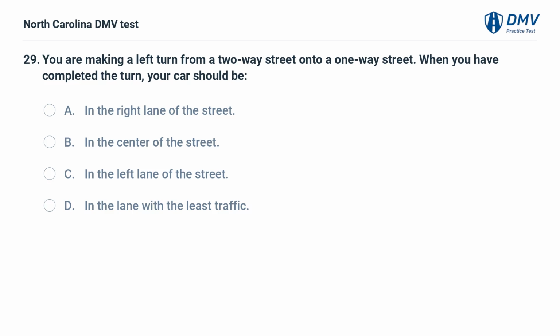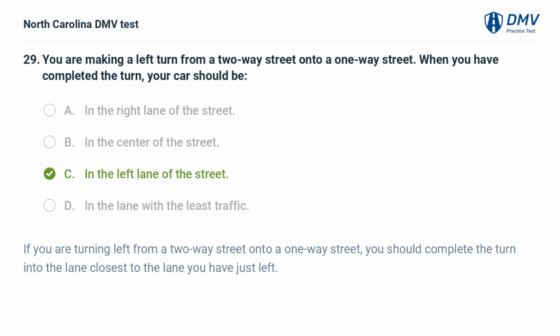You are making a left turn from a two-way street onto a one-way street. When you have completed the turn, your car should be A. In the right lane of the street. B. In the center of the street. C. In the left lane of the street. D. In the lane with the least traffic. C. In the left lane of the street. If you are turning left from a two-way street onto a one-way street, you should complete the turn into the lane closest to the lane you have just left.